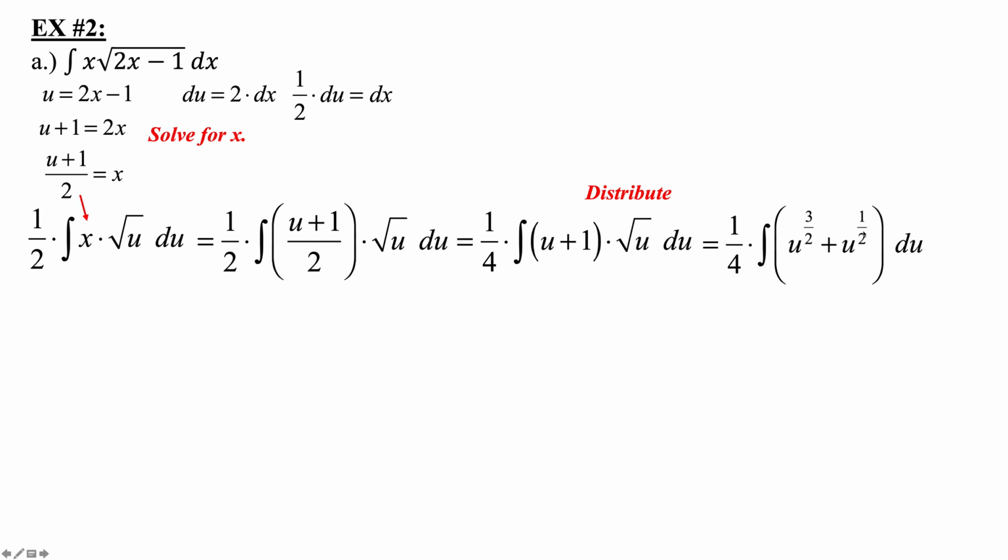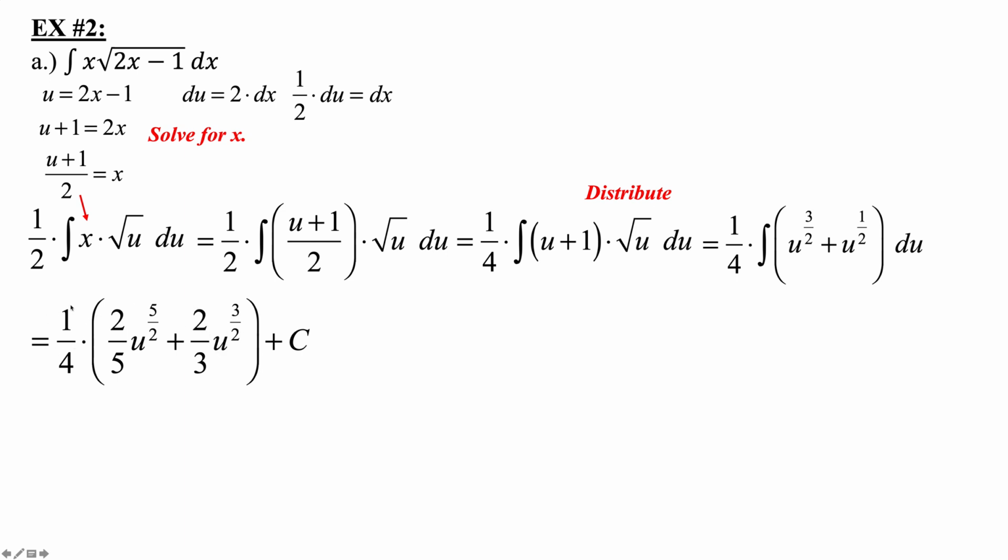Well, I can integrate this, just use the power rule. Add 1 to 3/2, that's 5/2. Divide by 5/2 or multiply by its reciprocal 2/5. Add, like we've done before, 1 to the 1/2 gives us 3/2. Divide by 3/2 is the same as multiplying by 2/3 times u to the 3/2.